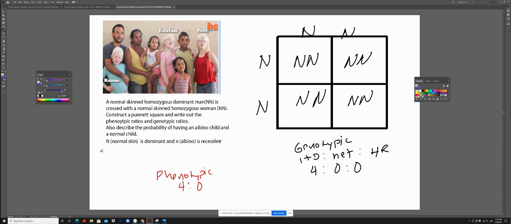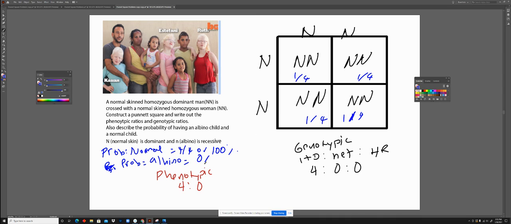And the last one, what is the probability? Got lazy writing these out. Probability of a normal kid. Normal is going to be 4 out of 4. 1/4, 1/4, 1/4, 1/4, or 25, 25, 25. So 4 out of 4, or 100%. And probability of albino is none, 0 out of 4, or 0%.